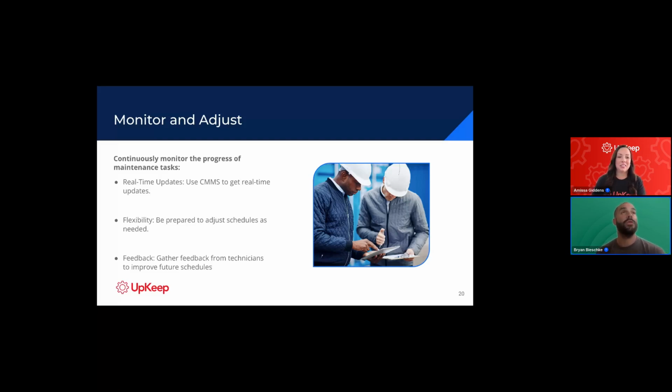So we want to continuously monitor progress on our maintenance tasks. We want real-time updates in our CMMS. Has work been closed? Has work been completed? Is it on hold? Have parts been pulled from the storeroom? Has the machine been put out of service? Right? We have to be flexible. We have to adjust our schedules as needed. Be opportunistic, right? Communicate, do all the right things.